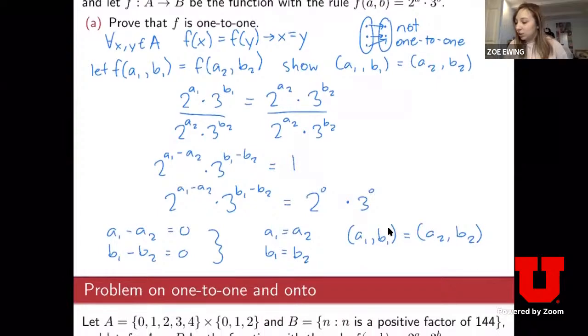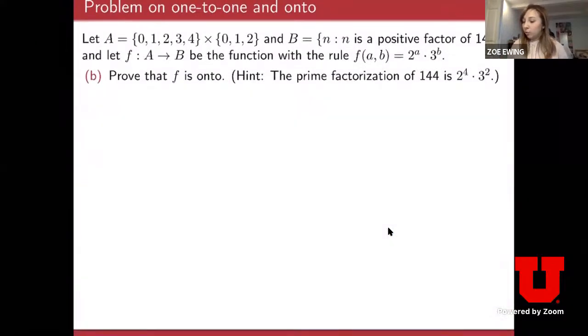Okay, let's move on to, we want to prove that f is onto, and we have a hint, which is that the prime factorization of 144 is 2 to the 4th times 3 to the 2nd. Okay, so remember, let's just write down the definition of onto, which is that for every b in the codomain, there exists some a in the domain such that b is equal to f of a.